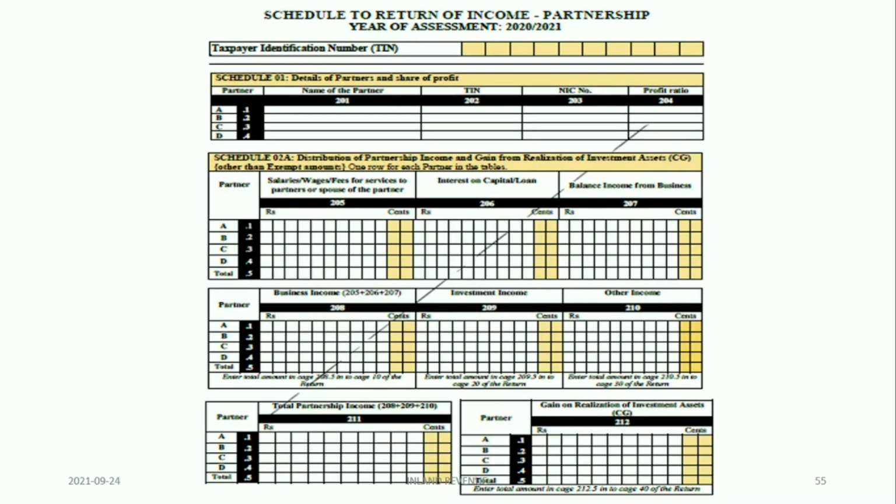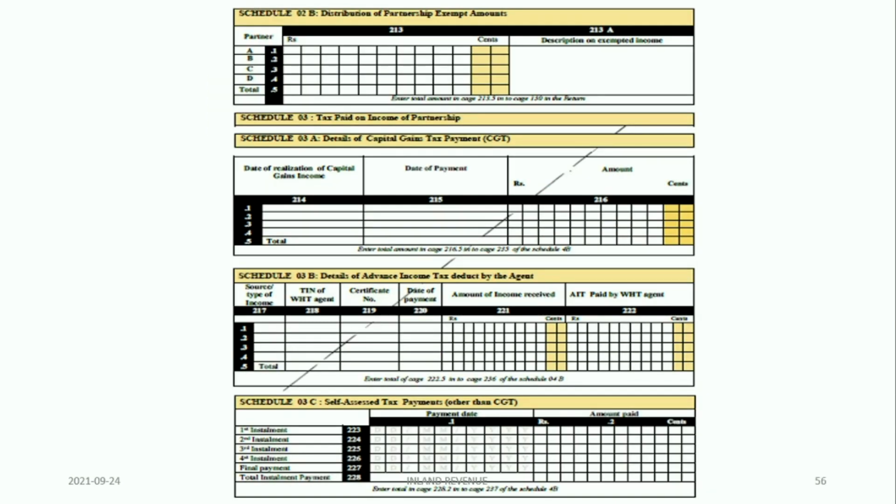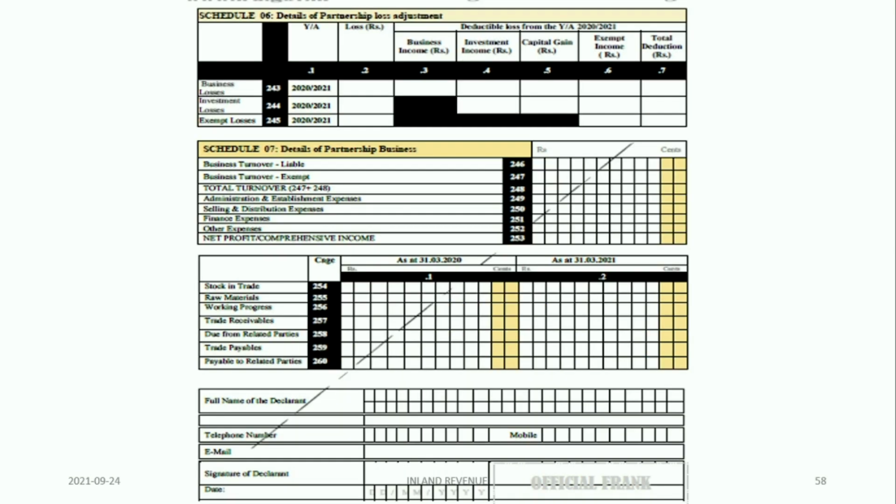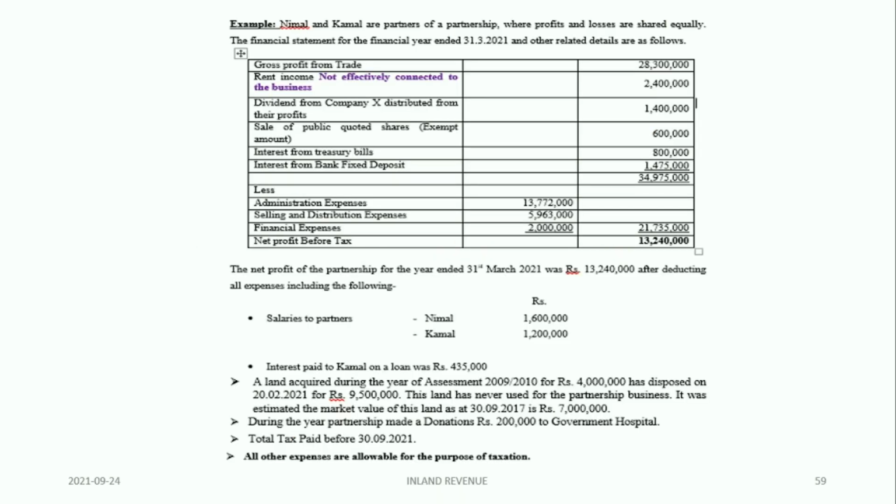Then there are 4 additional pages, including 7 schedules: Schedule 1, Schedule 2, Schedule 3, Schedule 4, Schedule 5, and Schedule 6 and 7. So let's look at the example.